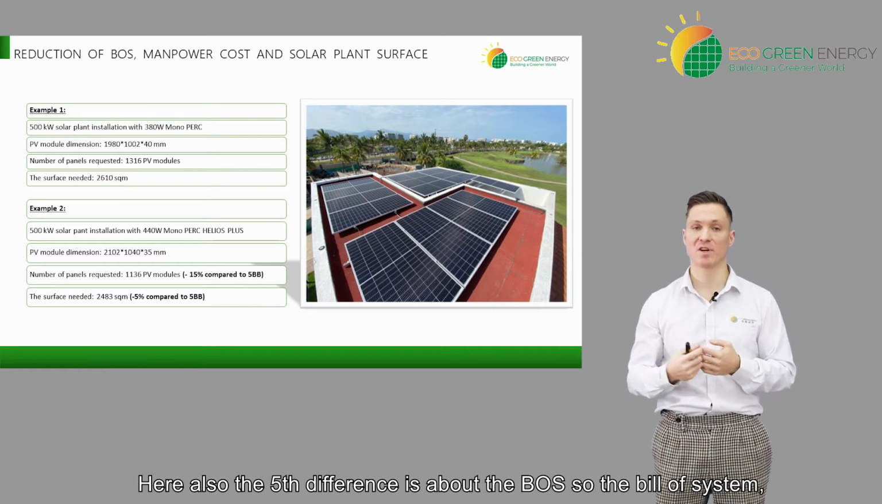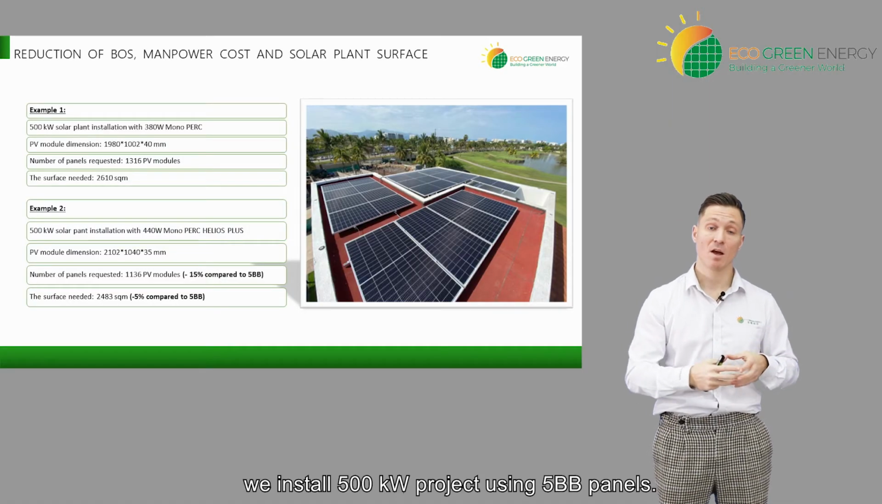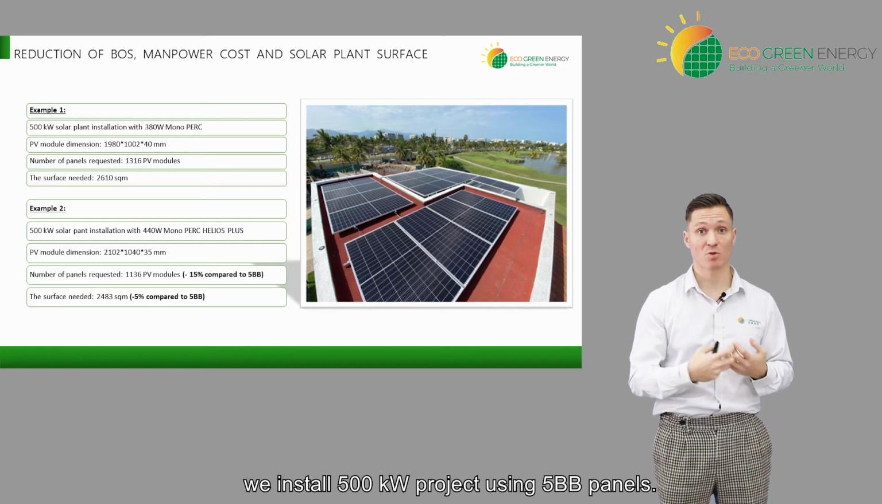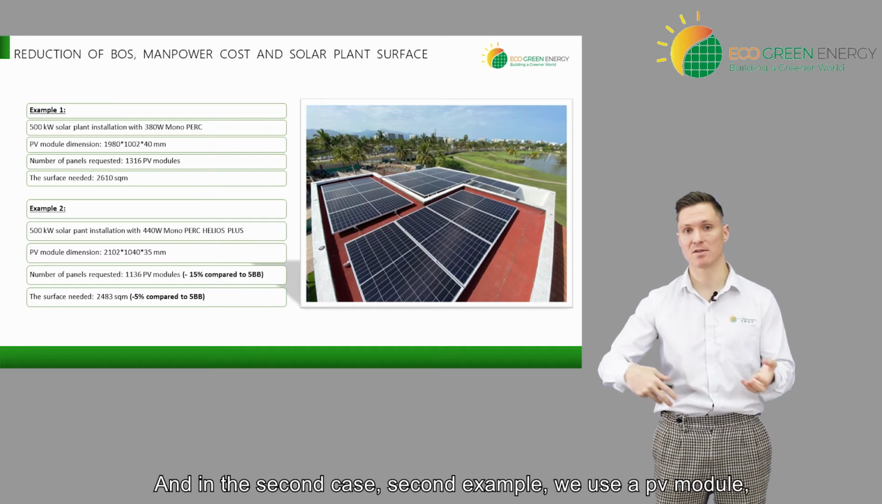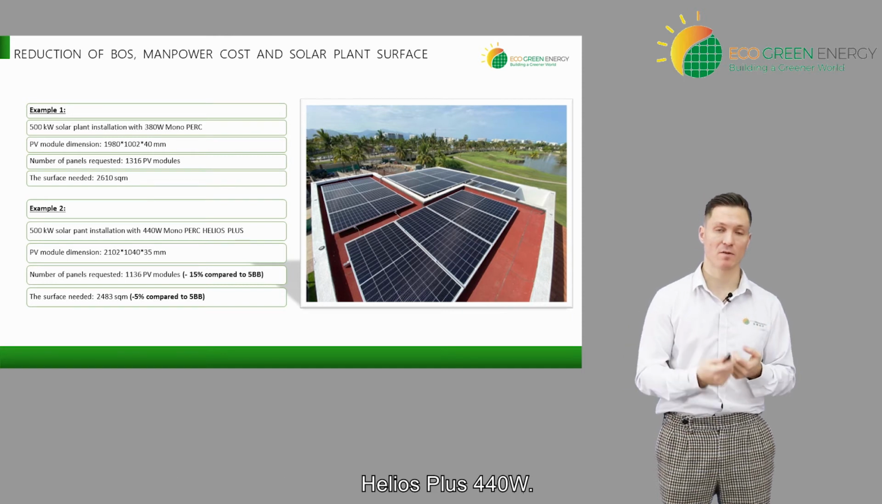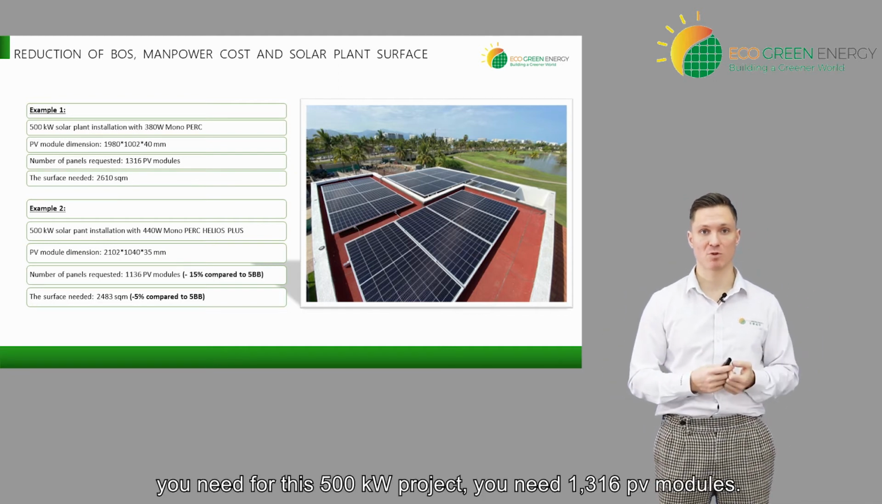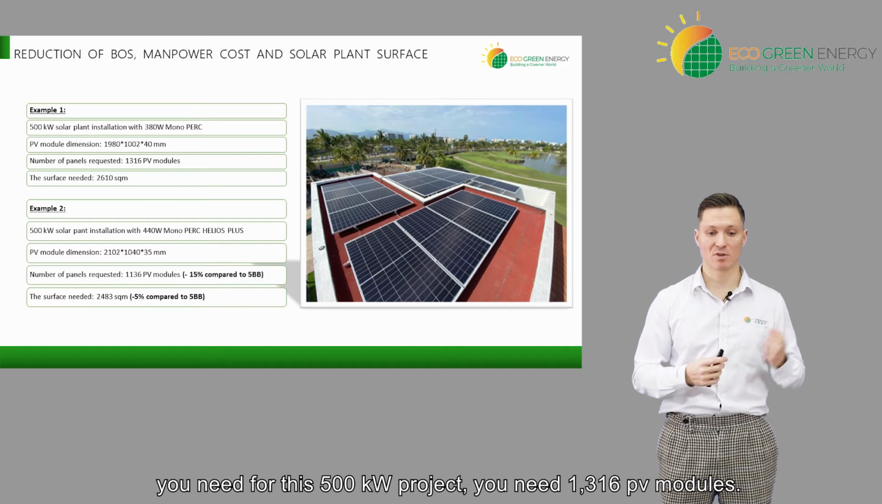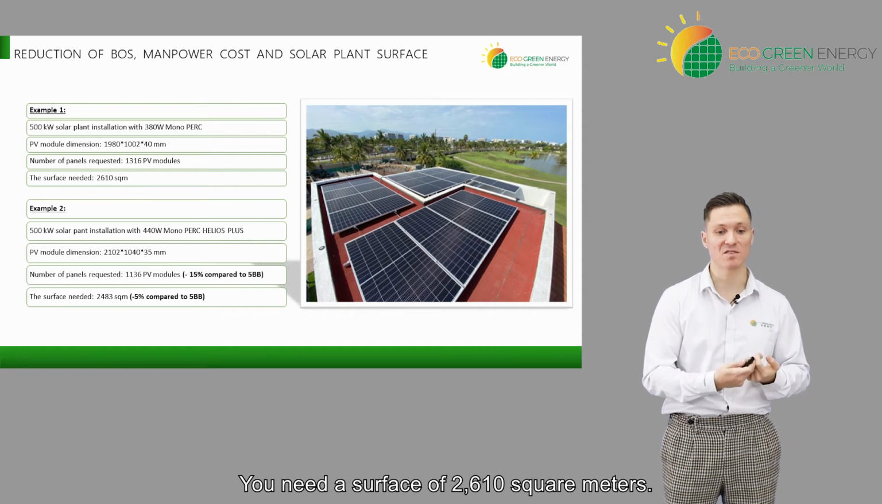Here also, the fifth difference is about the BOS, the balance of system, the manpower cost, and also the solar plant surface. So here we take two examples. In one example, we install a 500 kilowatt project using 5-busbar panels, so we use, for example, the EOS Mono 380 watt. And in the second example, we use a PV module Helios Plus 440 watt. So in example one, for this 500 kilowatt project, you need 1,316 PV modules, and you need a surface of 2,610 square meters.